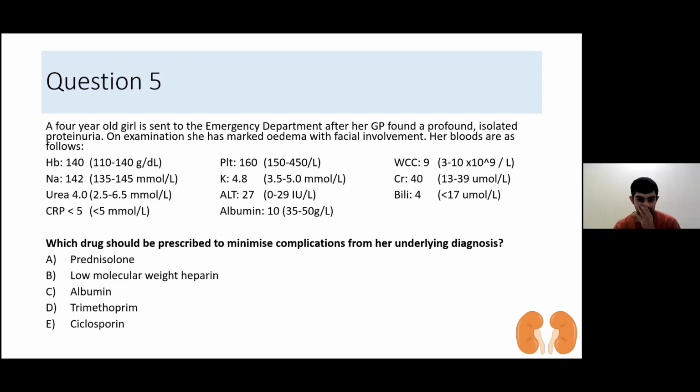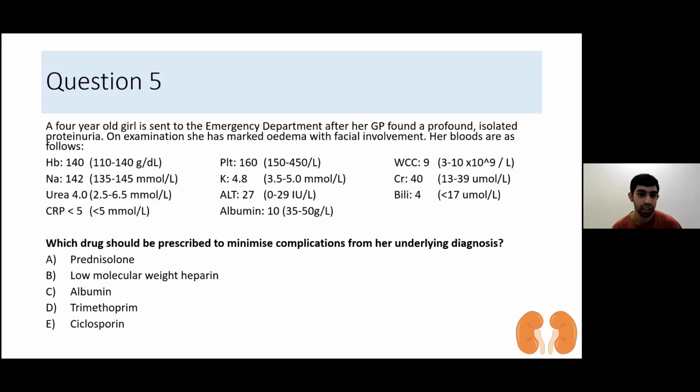Okay. So 80% of you went for option A, which is prednisolone, and another 10% of you went for option C, which is albumin. Okay. So the correct answer is indeed prednisolone, and I imagine most of you did get the underlying implication, which is this child has nephrotic syndrome, and we typically assume children with nephrotic syndrome in their first run have minimal change disease.